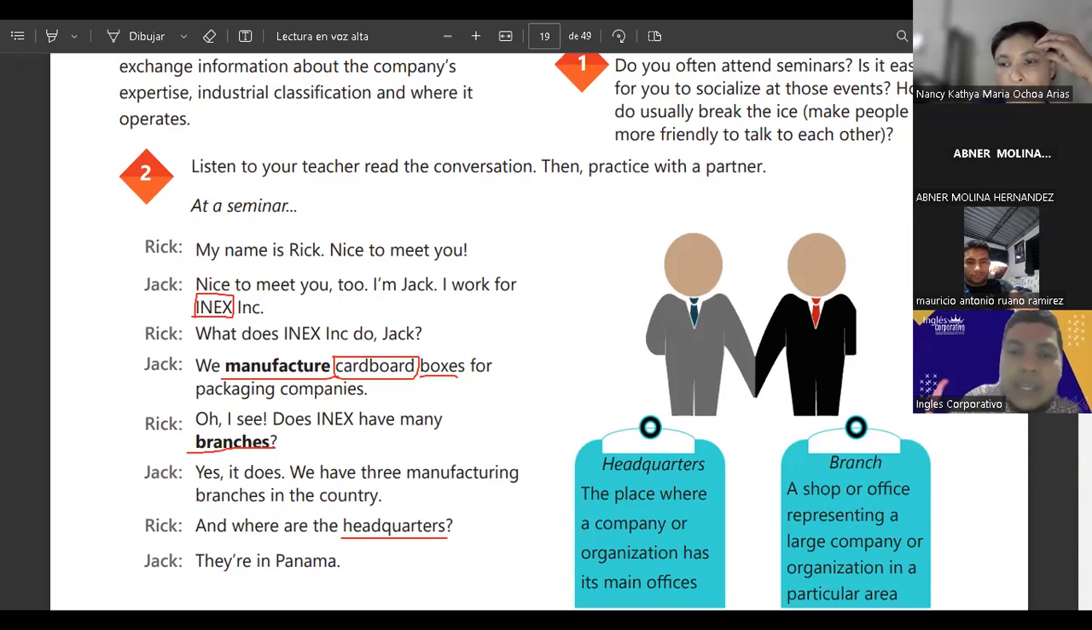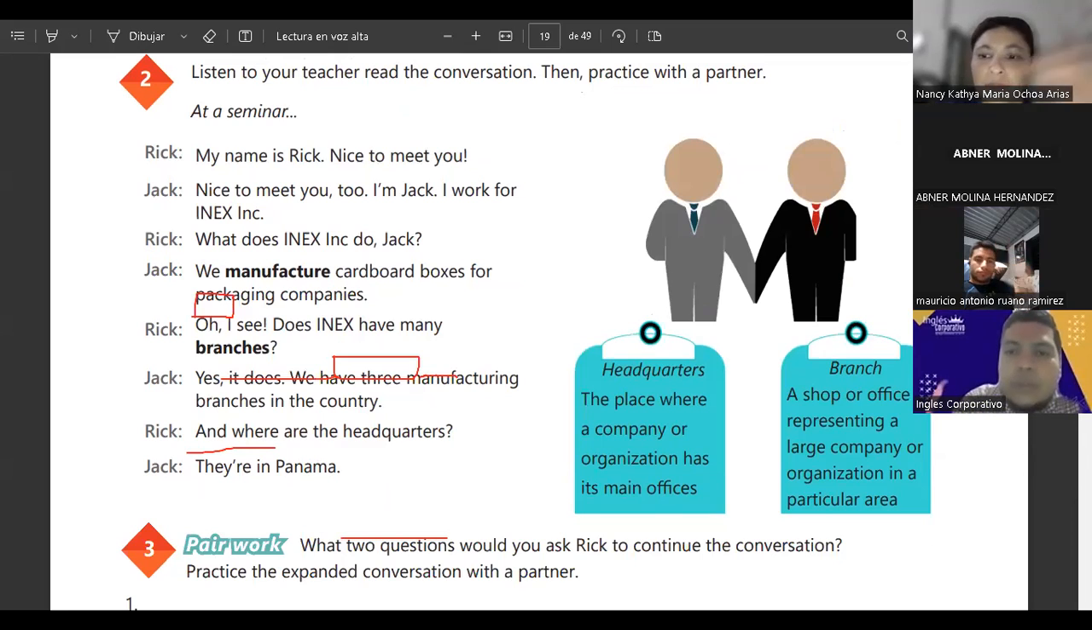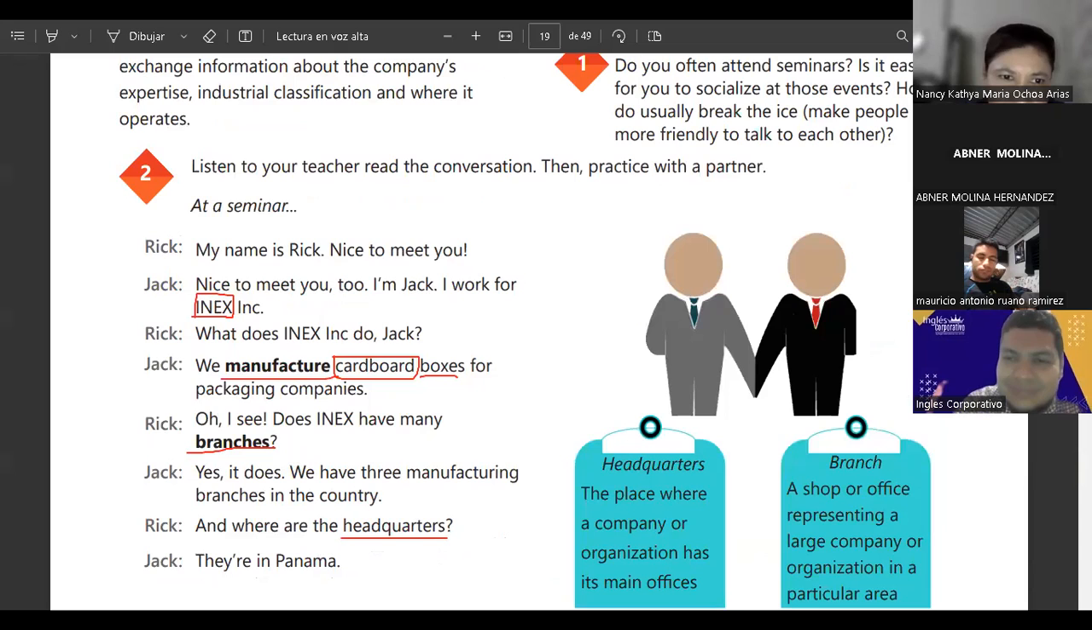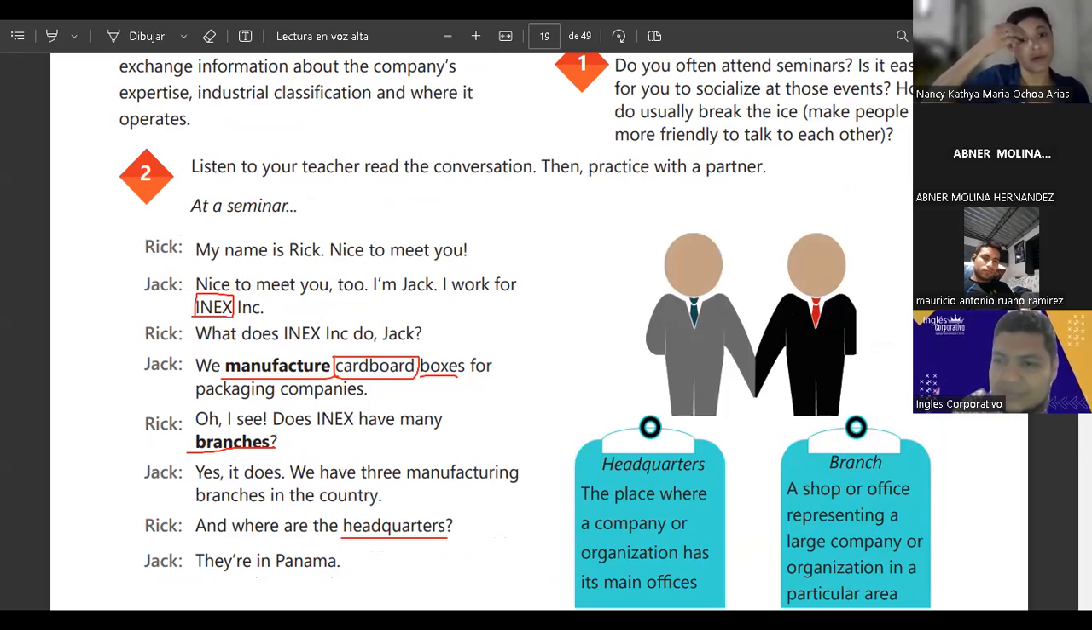Okay, let's do something. My name is Rick. Nice to meet you. Nice to meet you too. Jack, I work for INEX. What does INEX do, Jack? We manufacture cardboard boxes for packing company. Oh, I see. Does INEX have many branches? Yes, it does. We have three manufacturing branches in the country. And where are the headquarters? They're in Panama.